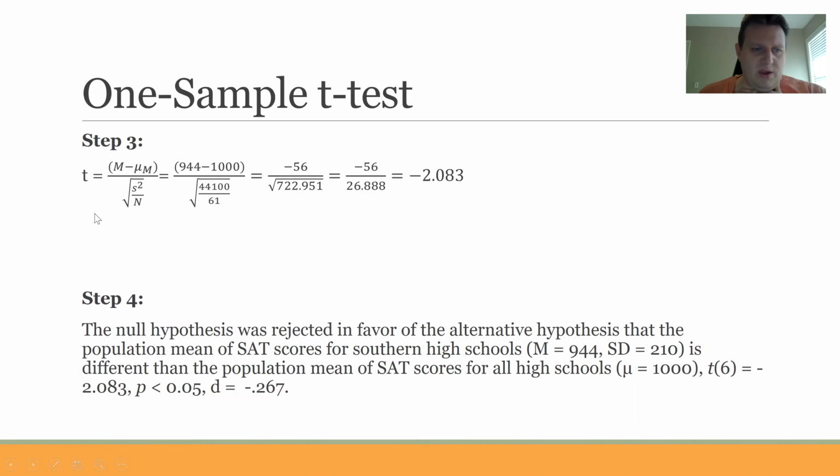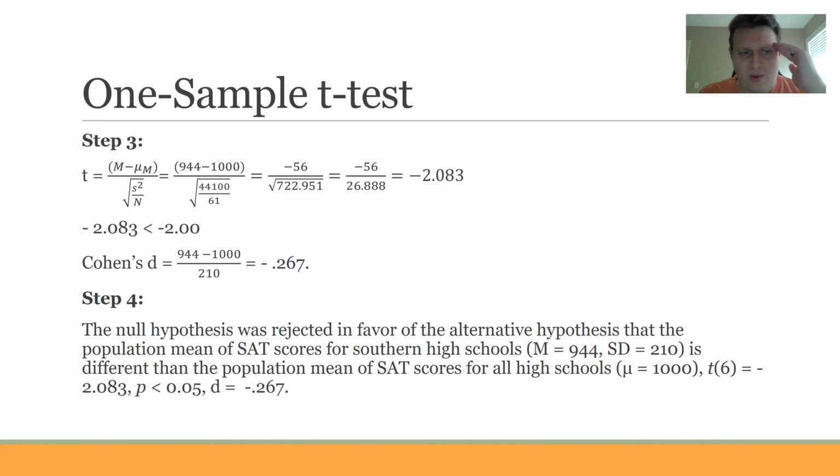Okay, here is my t-statistic. I take the 944 minus 1,000, and I divide by the square root of 44,100 over 61. If I do my math, it ends up being -2.083. I'm going to compare this to my cutoff. Just barely, by the skin of our teeth, we have gotten a significant result. So we reject the null hypothesis.